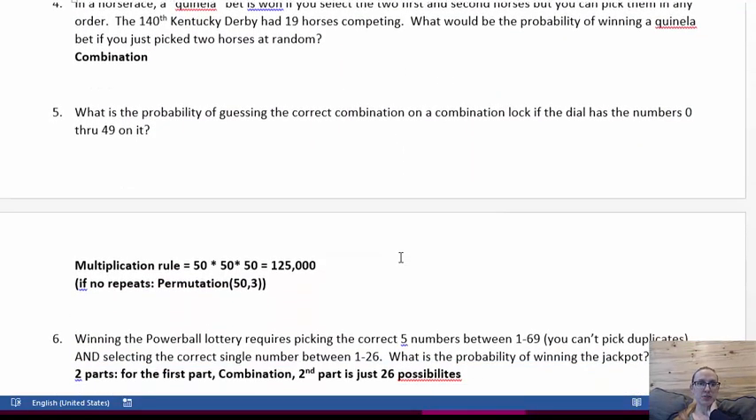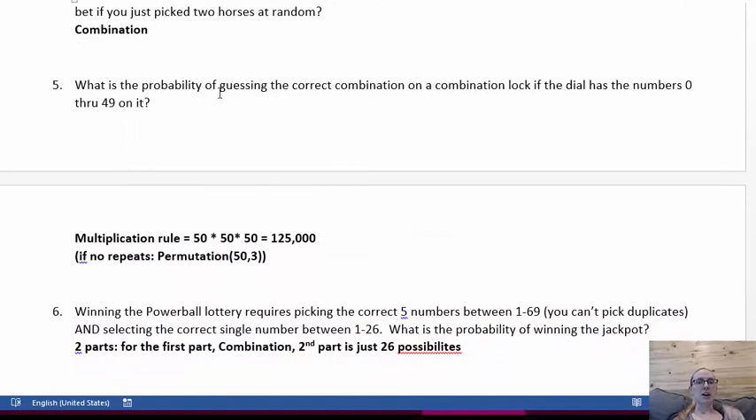I skipped over 3 and 4 because those aren't multiplication rules. Number 5 is the combination lock. I'm assuming typical combination locks have 3 numbers that you have to put in. So I put 3 slots, and there are 50 possibilities on this combination lock because we can have the numbers 0 through 49. So 50 times 50 times 50, or we could do 50 cubed. This would come out to, I believe, 125,000 possible combinations.